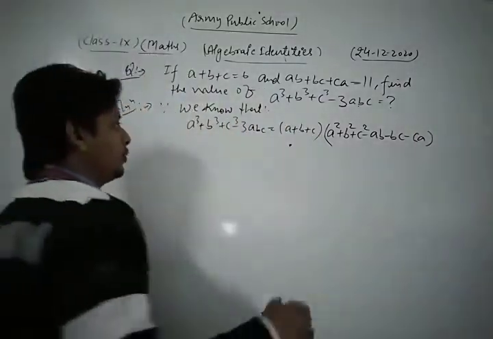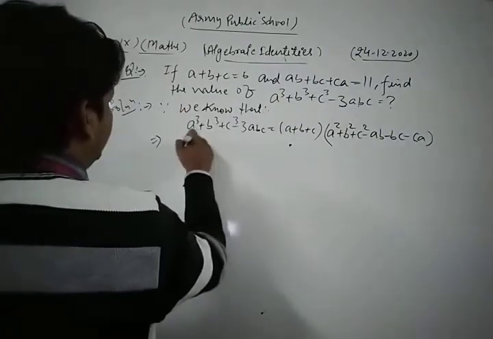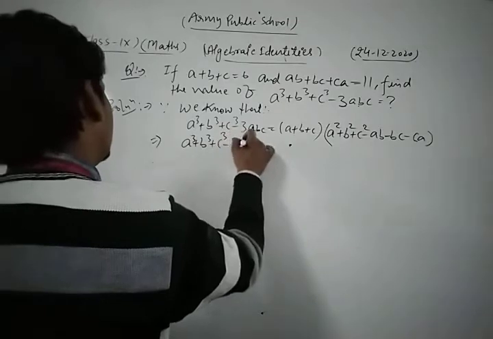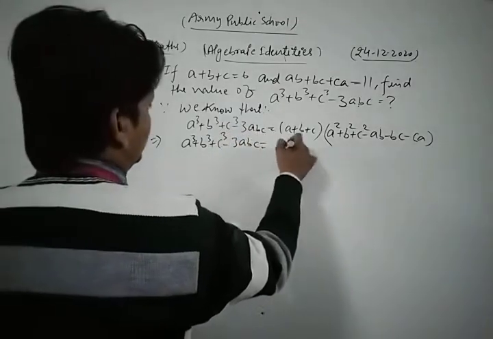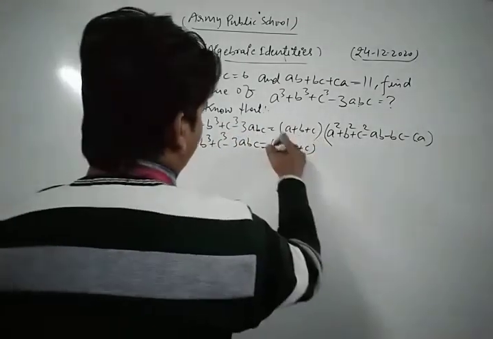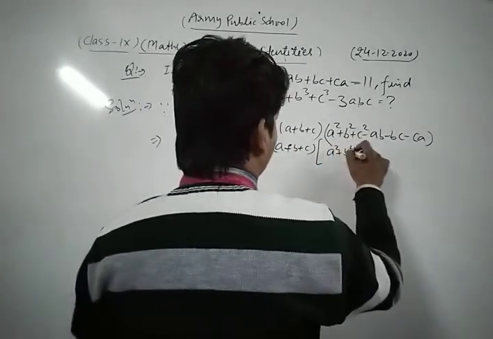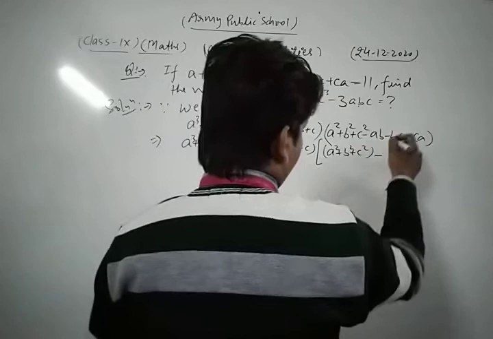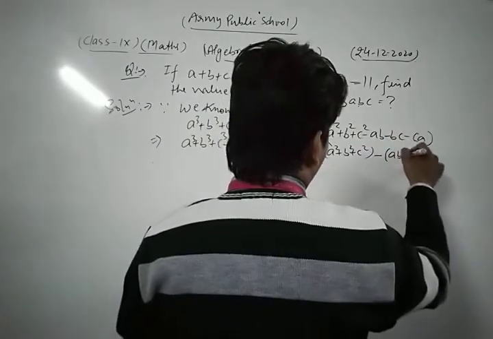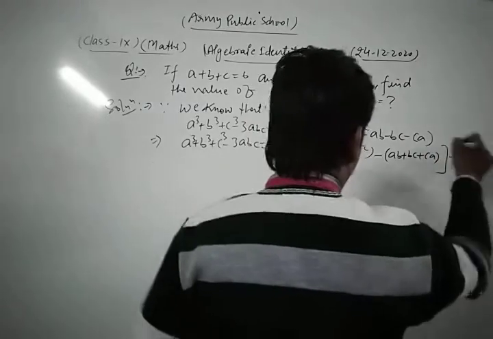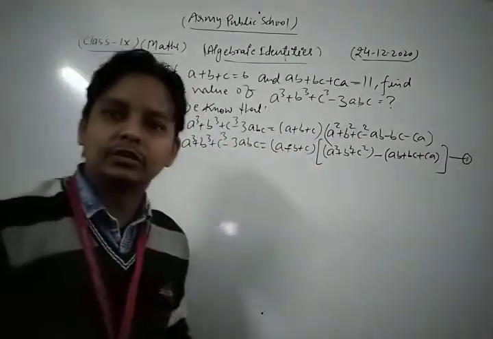Now we can write this formula in this way also. We can write a cube plus b cube plus c cube minus 3abc is equal to a plus b plus c in one bracket, and here we write a square plus b square plus c square. We take minus as common, so we write minus ab plus bc plus ca. Take this as equation number 1.